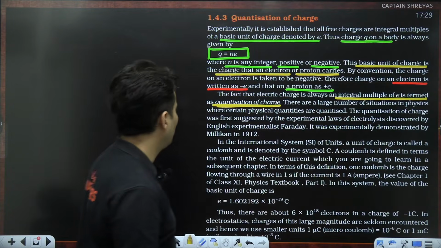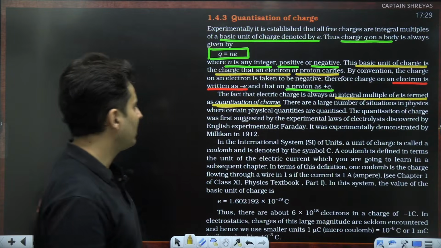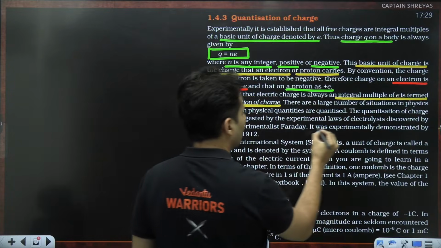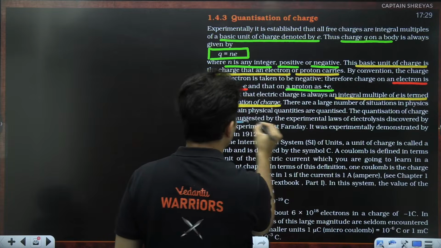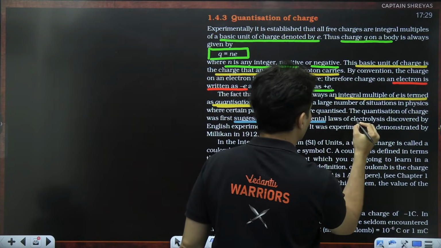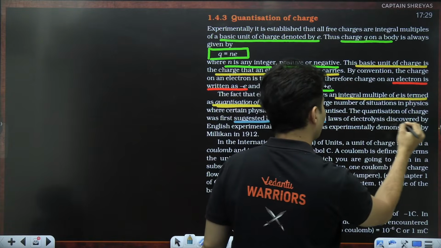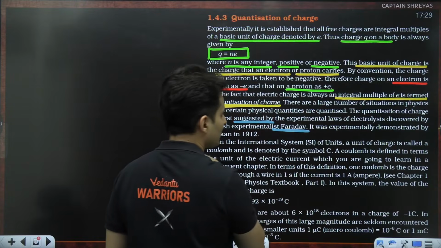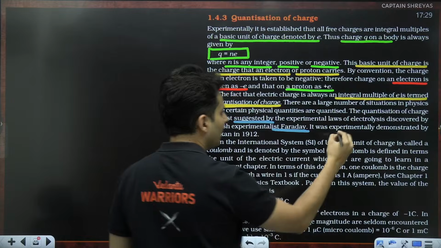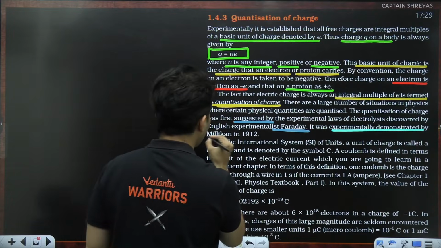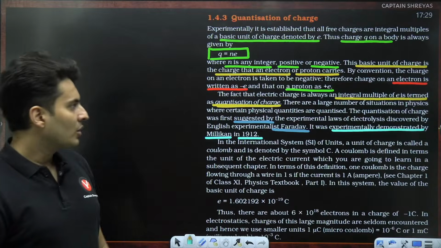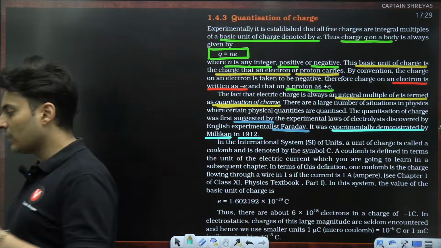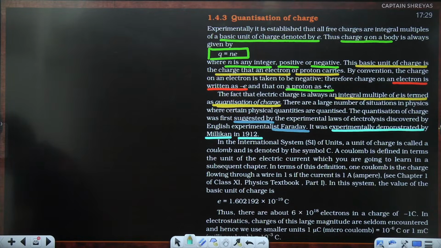And here they have just talked about who discovered it and who demonstrated it. So maybe in match the following you might get it sometimes. The quantization of charge was first suggested by the experimental laws of electrolysis discovered by Faraday. Michael Faraday suggested this, but it was experimentally demonstrated by Millikan in 1912. It was suggested by Faraday, but it was proven by Millikan. Millikan oil drop experiment. Cool?